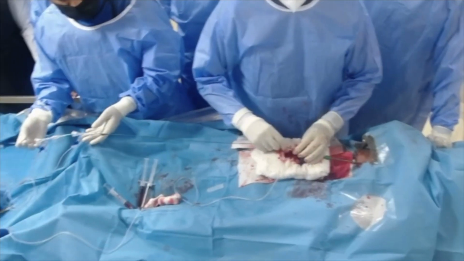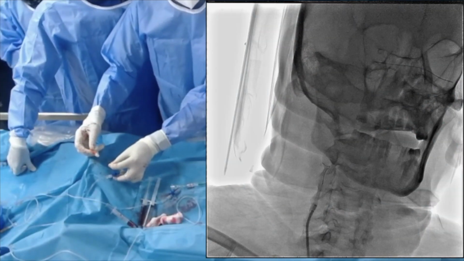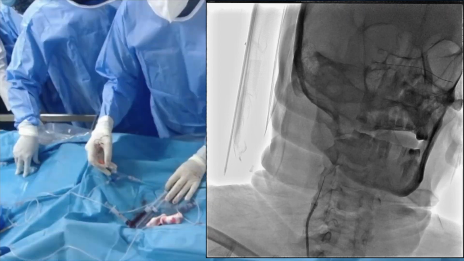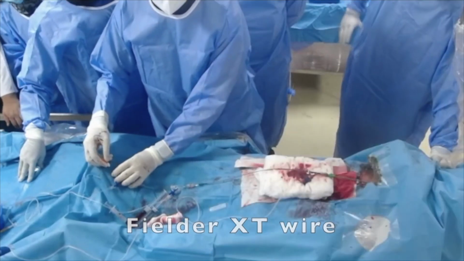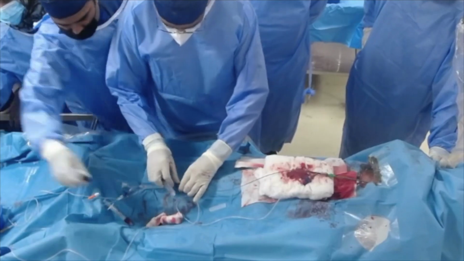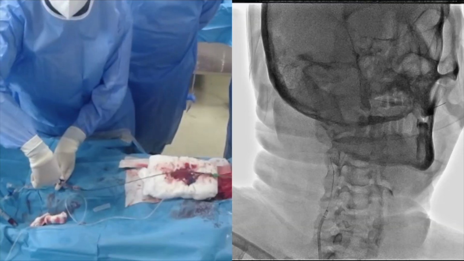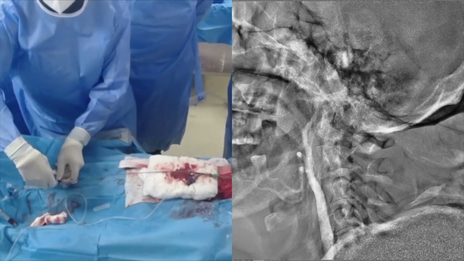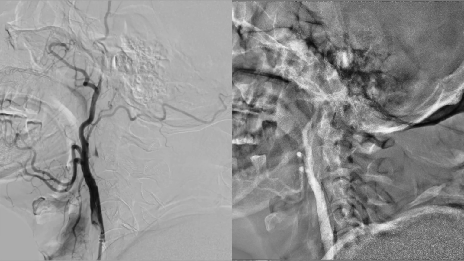Sophia advanced up to the tip of destination sheath. Trexus wire with the help of Rebar microcatheter failed to cross the site of occlusion. So which wire should we use next? My next choice was a Fielder XT wire, but even Fielder XT wire could not cross the site of occlusion. If you look at the injection again, this contrast injection clearly shows that the proximal cap at the site of occlusion is really ambiguous.